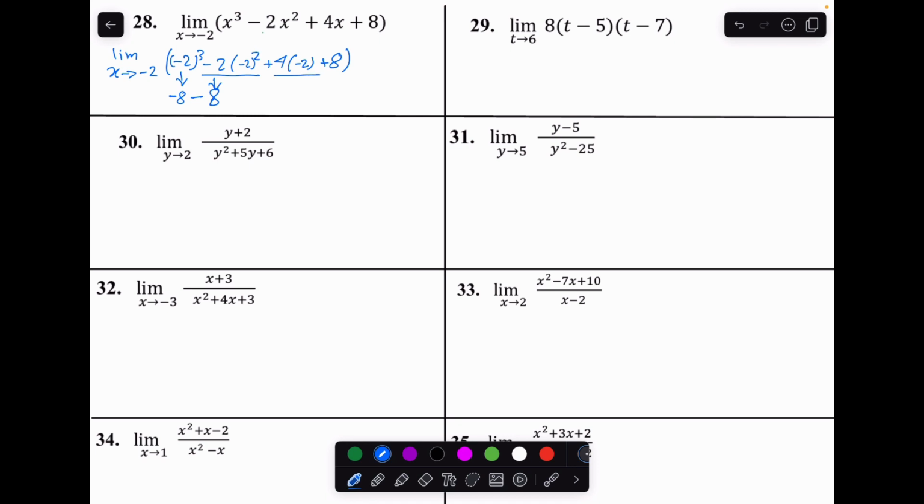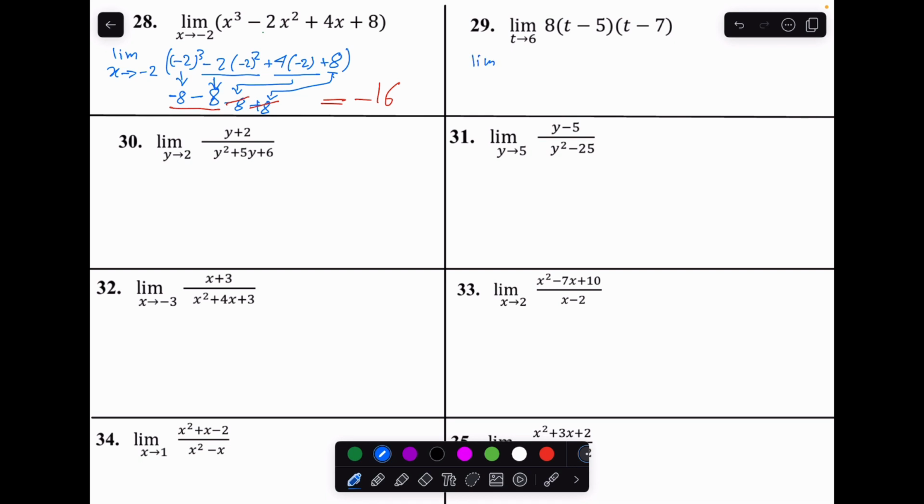And negative 2 multiplied by positive 4 is equal to negative 8. Negative 8 will go with positive 8, and negative 8 minus 8 is equal to negative 16. Question 29, we will do a direct substitution.